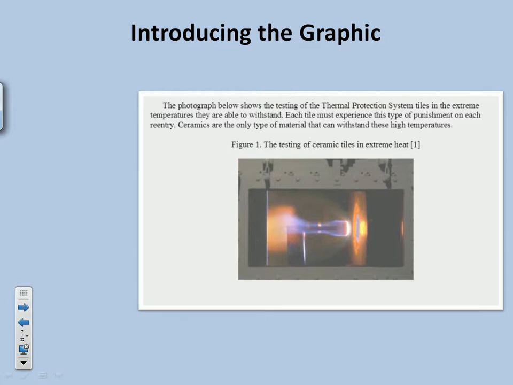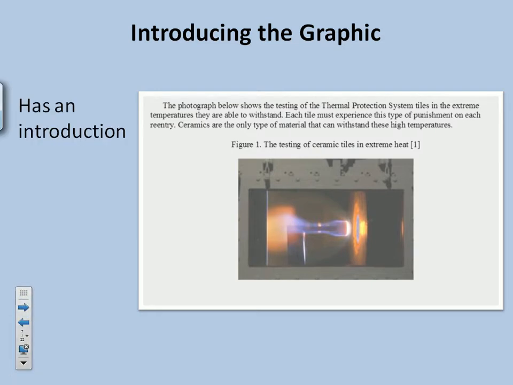Now let's look at this one. The photograph below shows the testing of the thermal protection system tiles and the extreme temperatures they're able to withstand. Each tile must experience this type of punishment on each re-entry. Ceramics are the only type of material that can withstand these high temperatures. Then we get Figure 1, the testing of ceramic tiles in extreme heat, and we've got our figure. Here we've got an introduction, right?